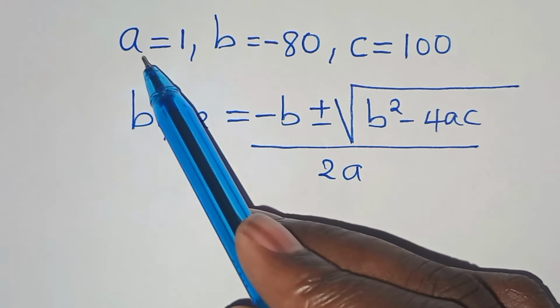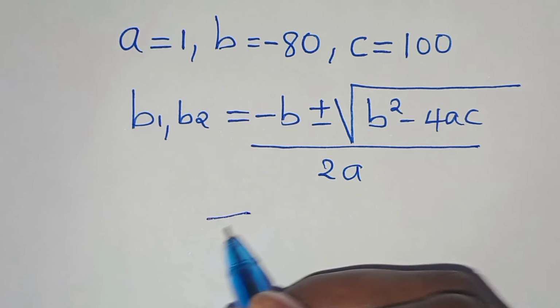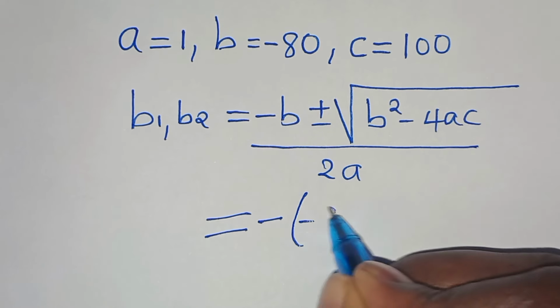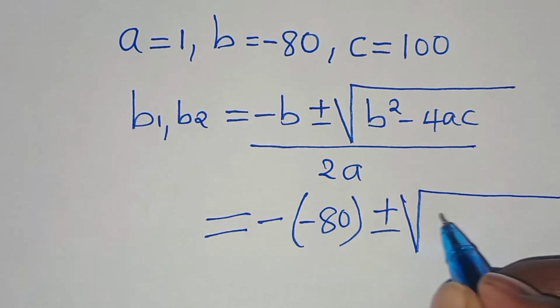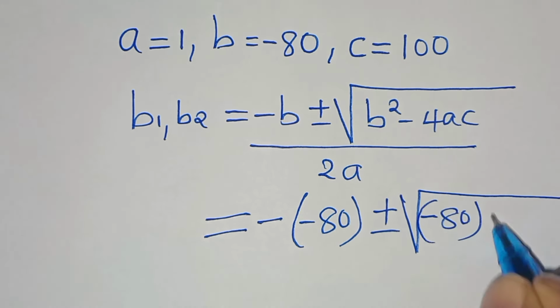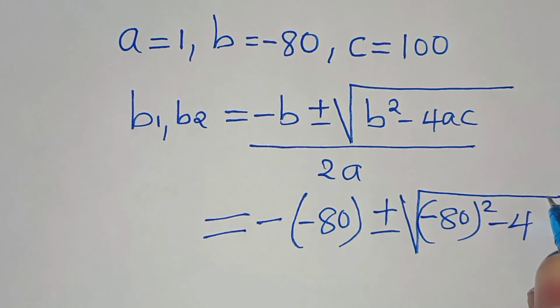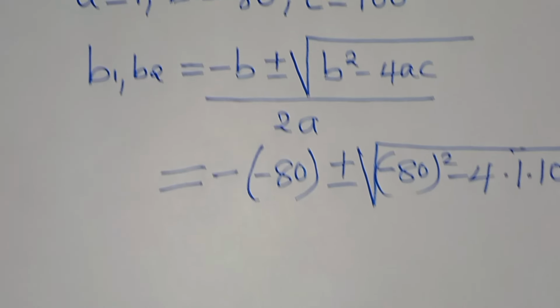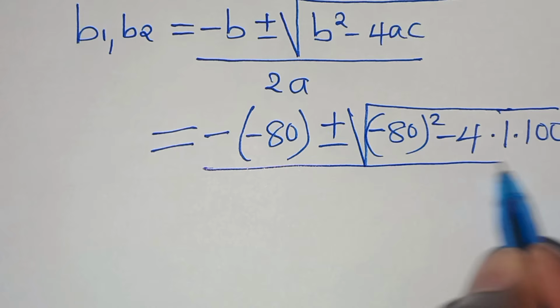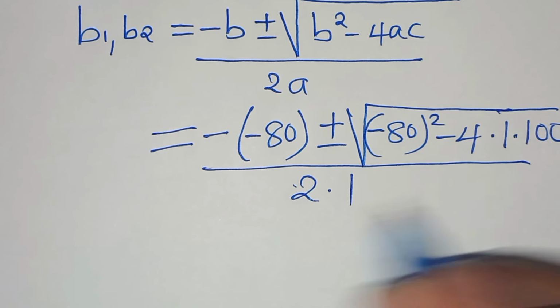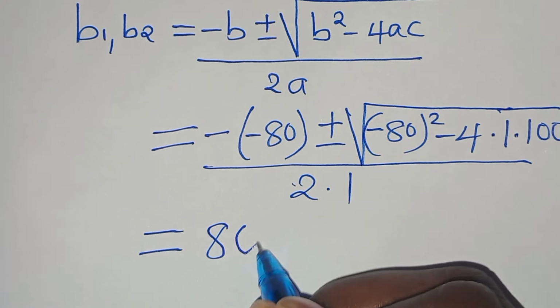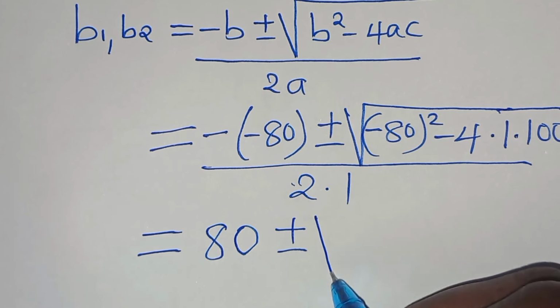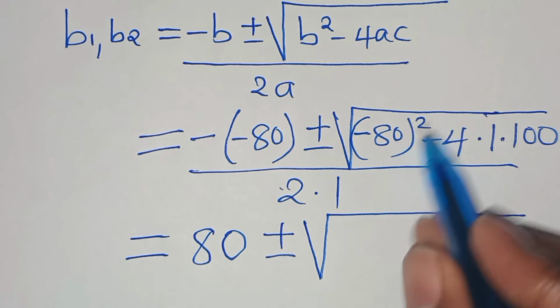Now let's substitute the values of a, b, and c in this formula so that we have minus minus 80 plus or minus the square root of minus 80 squared minus 4 times a, which is 1, then times c, which is 100. Everything here divided by 2 times 1. So that now here we have minus times minus 80. This is 80 plus or minus the square root of minus 80 squared.